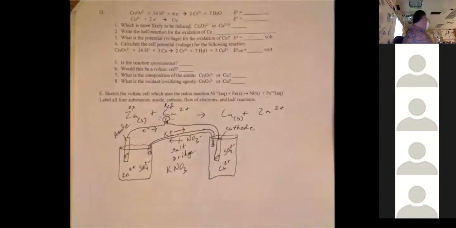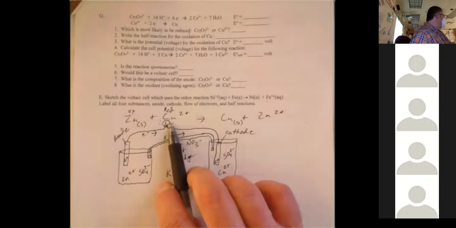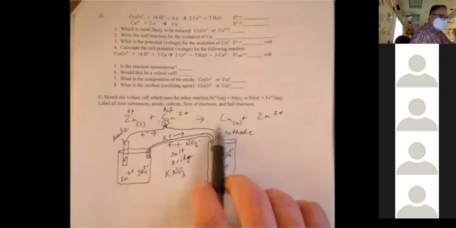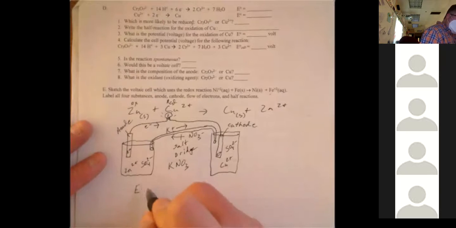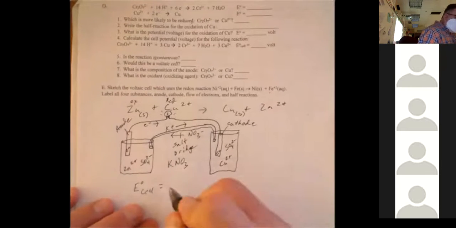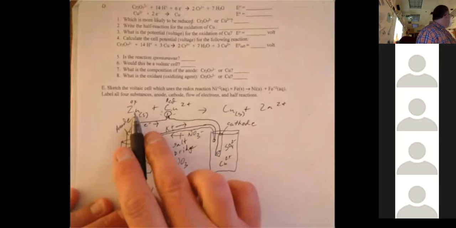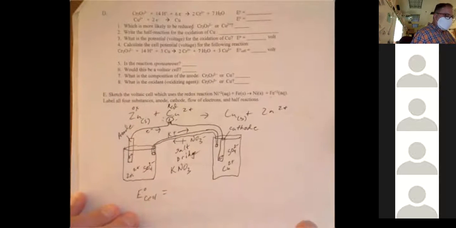Remember, when you talk about these things, you identify the things on the reactive side, right? That's where it's all happening. So zinc is being oxidized, losing electrons. Copper 2+ is being reduced, gaining 2 electrons. So if we were to find our E cell of this, we would take the reduced minus the oxidized.